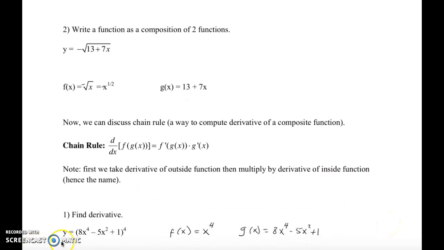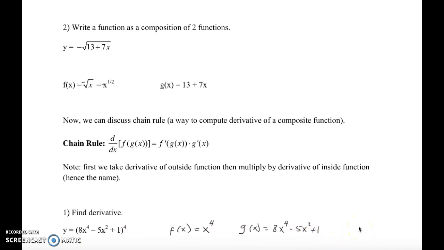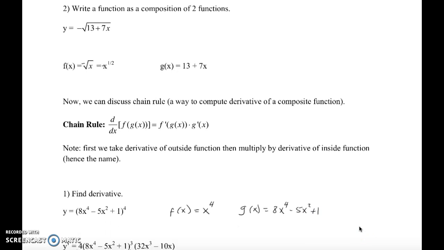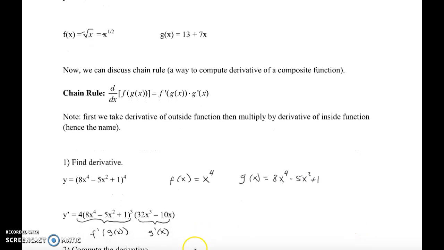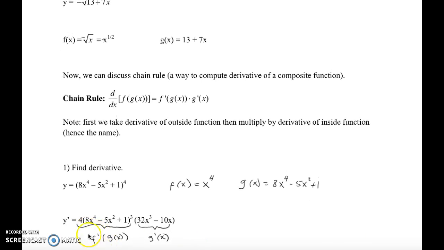So if we look at this function, y is equal to 8x to the 4th minus 5x squared plus 1, and it's all to the 4th power, what we're going to do is consider our g of x to be the inside, and our f of x to be the outside, which is x to the 4th power. Okay, so f of x is x to the 4th, g of x is 8x to the 4th minus 5x squared plus 1. And then we're going to say, okay, so the derivative of f of x is 4x to the 3rd.